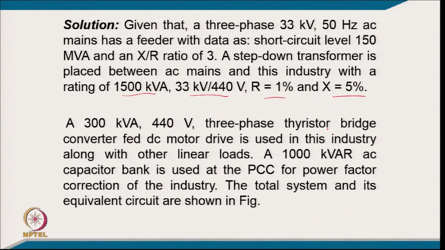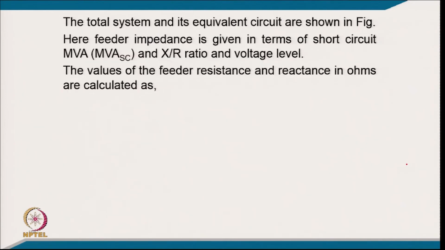A 300 kVA 440 volt 3 phase thyristor bridge converter fed DC motor drive is used in this industry along with the linear load. A 1000 kVAR capacitor bank is used at the PCC for power factor correction of the industry. The total system and its equivalent circuit are shown in the figure.